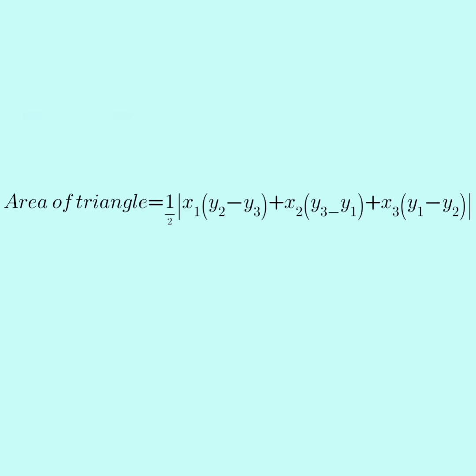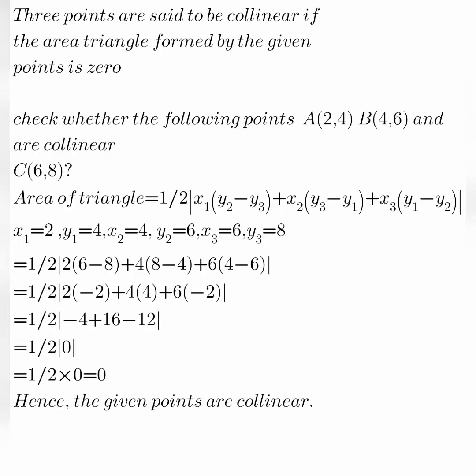Area of triangle joining the points x1, y1, x2, y2 and x3, y3 is given by 1 by 2 modulus x1 into y2 minus y3 plus x2 into y3 minus y1 plus x3 into y1 minus y2. We have already discussed that 3 points are collinear in a triangle if the sum of two sides is equal to the third side. But there is another concept by which we can prove that 3 points are collinear. 3 points are collinear if the area of triangle formed by joining the points is 0.